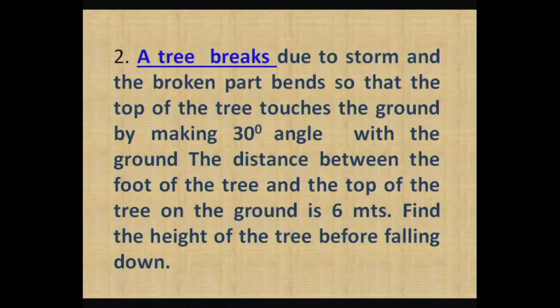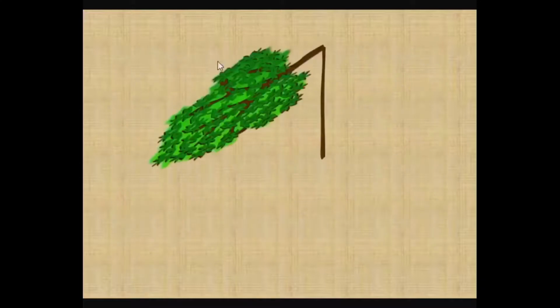A tree breaks due to the storm and the broken part bends so that the top of the tree touches the ground by making 30 degrees angle with the ground. The distance between the foot of the tree and the top of the tree on the ground is 6 meters. Find the height of the tree before falling down. See, my dear children, remember the tree is broken. How will it be bent on the ground? You see, this is the tree broken.